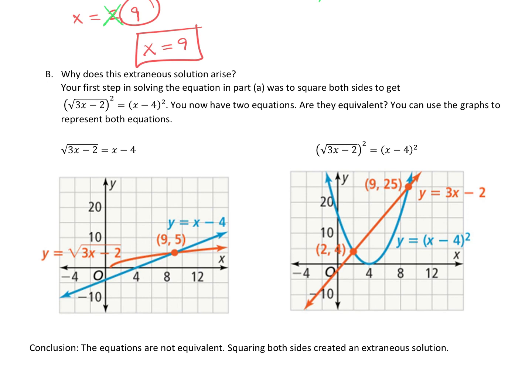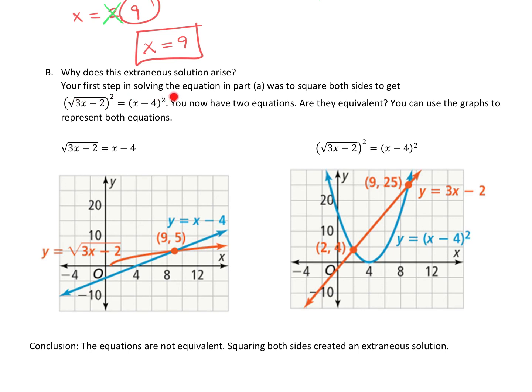So why does this extraneous solution arise? Our first step in solving the equation in part A was to square both sides to get this. That was in our solving. Now you have two equations. So when we squared this side, that left us with 3x minus 2, and this left us with x squared minus 8x plus 16. Are they equivalent? You can use the graphs to represent both equations.